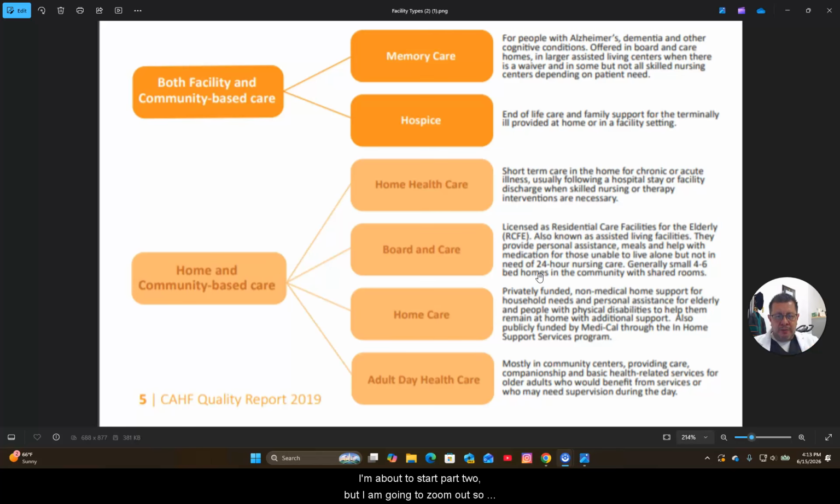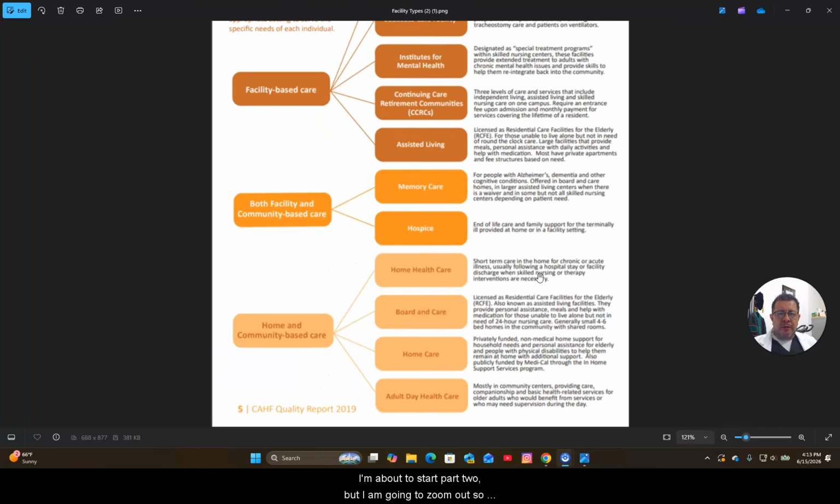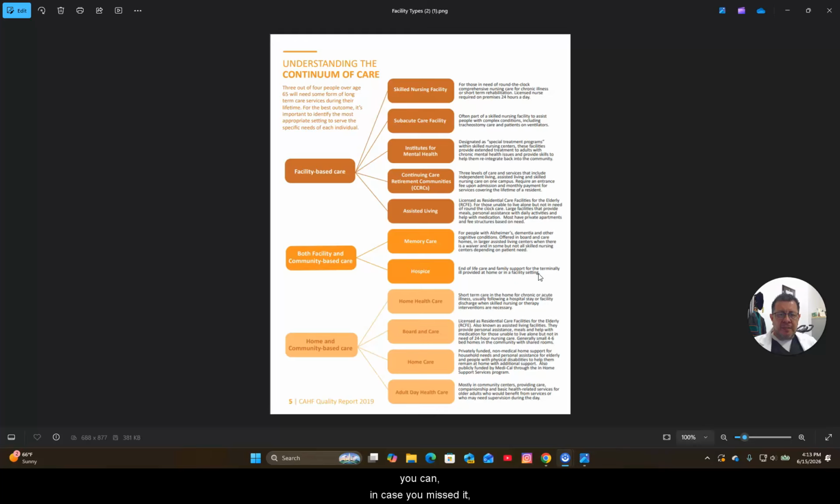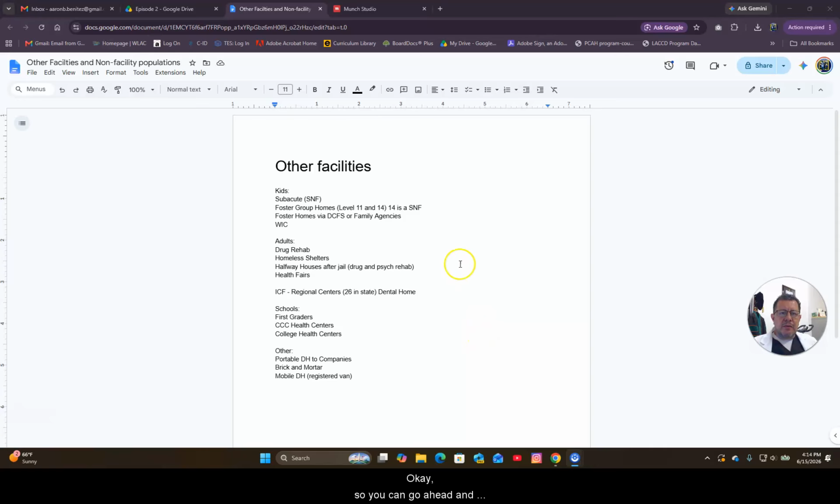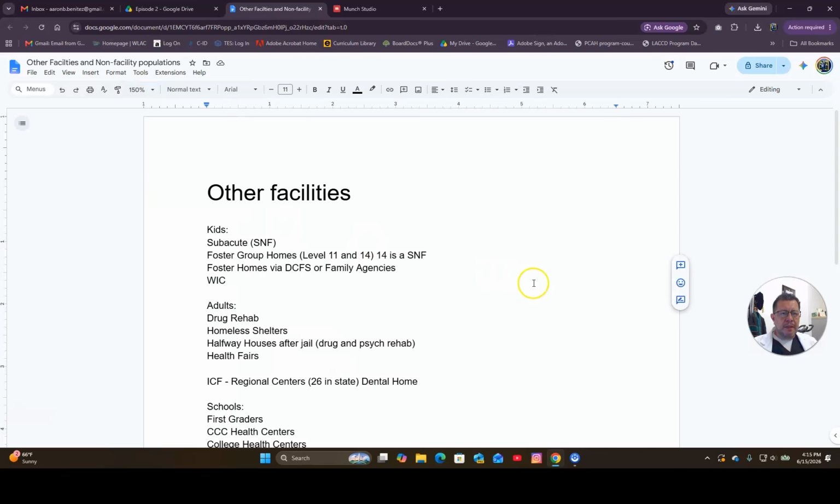So hopefully this is helpful. This is part one. I'm about to start part two, but I am going to zoom out so that, in case you missed it, you can take a picture of this screenshot. And now the next page that I'm going to show you, I wrote it myself. It doesn't look as pretty as this. So you can go ahead and take a picture of this if you want. Take a screenshot. We're going to go over this. So let me go ahead and zoom in. So these are what I consider other facilities, okay?